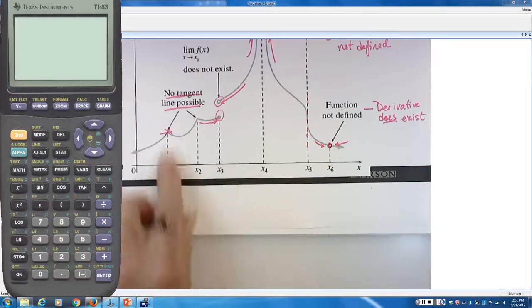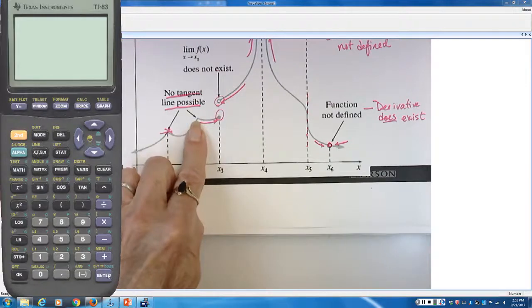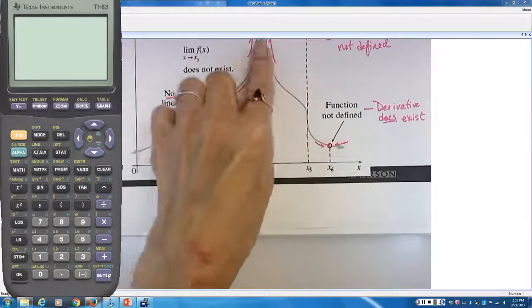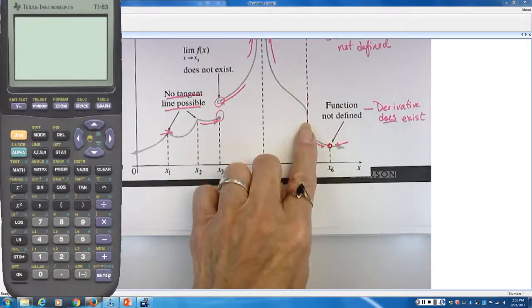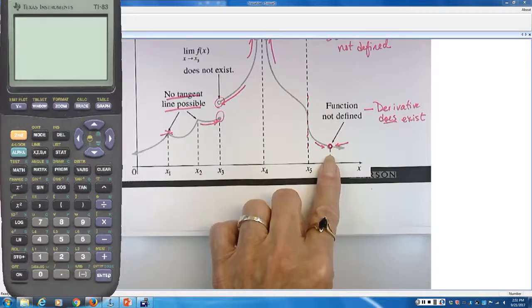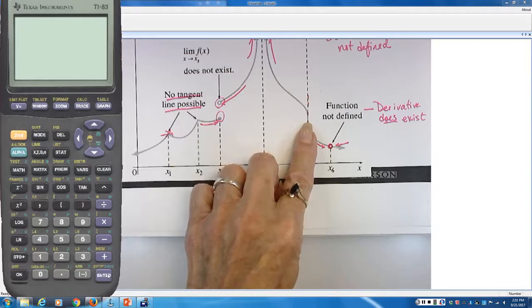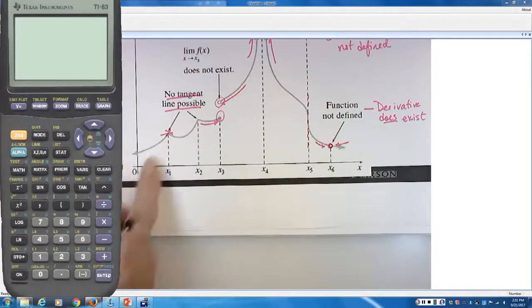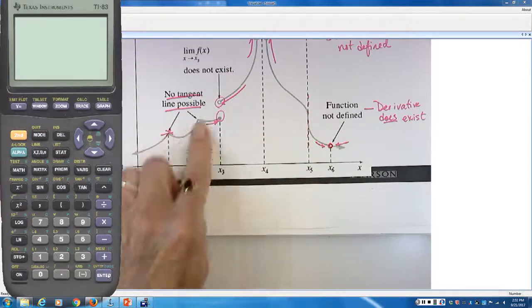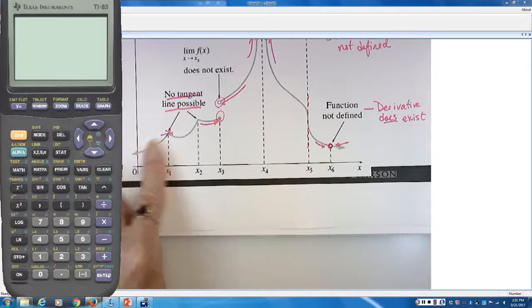So there was no derivative here, no derivative here, no derivative here, no derivative here, no derivative here. But it does exist here. This is not continuous. This is continuous. Not continuous, not continuous. This is continuous. But the derivative doesn't exist. Okay?